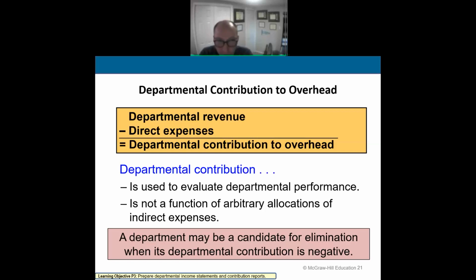So it's a very straightforward formula. It's the revenue for the department minus direct expenses. Department revenue minus direct expenses for the department equals departmental contribution to overhead. Why is it important to understand the allocation of overhead? Because if a department has a negative contribution, it may be important to eliminate that department.